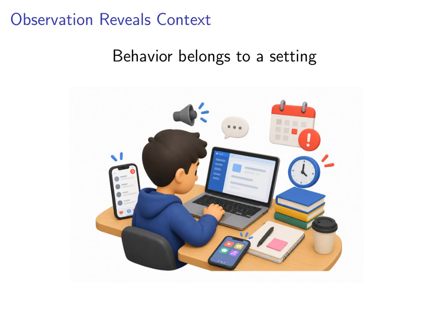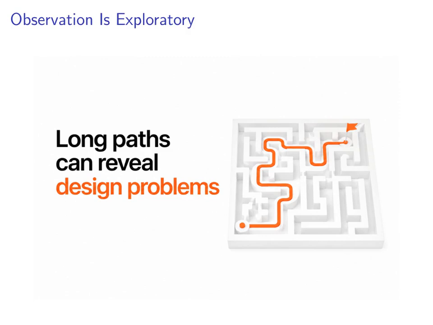Behavior does not happen in an empty space. A user may be on a phone, in a noisy room, under time pressure, or switching between apps. These conditions can shape what they notice and what they ignore. Observation helps designers see the task and the surrounding situation together. That context can explain behavior that looks confusing by itself.